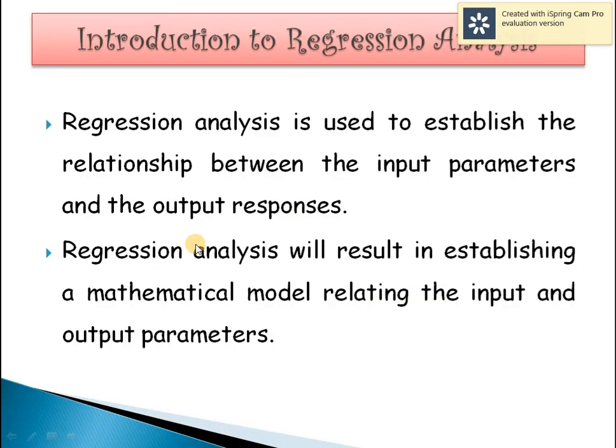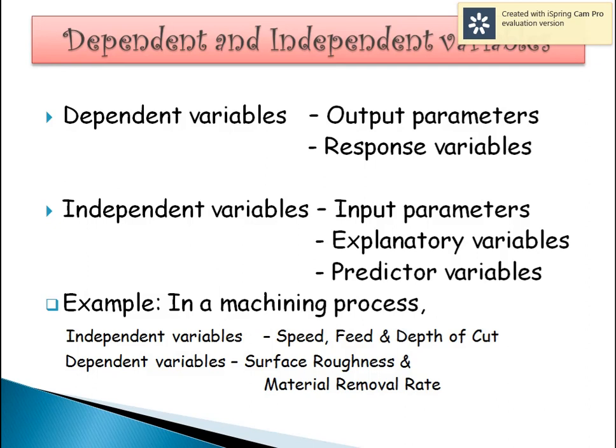A regression equation is nothing but a simple mathematical model which explains the exact relationship between the input and output process parameters of any process. So with the aid of a regression equation, we can establish an exact relationship between the input and output process parameters. In general, regression analysis uses two different terms.